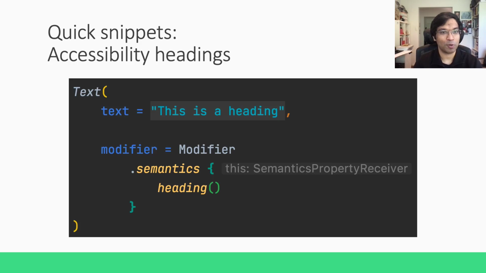And as before with the Compose side of things, we're back to using semantics. There's a function called heading, which will mark up any composable as a heading.